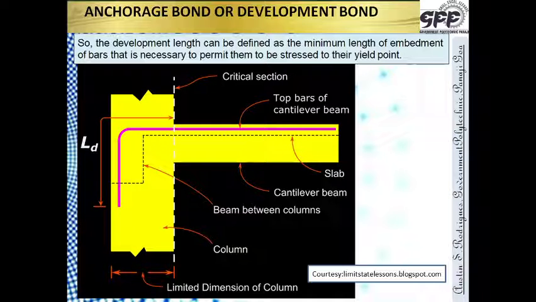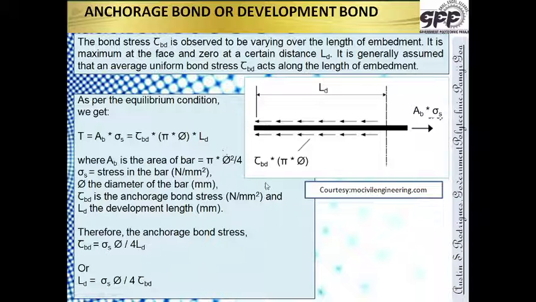So this length over here, this length LD, which has been defined in the picture, is the development length or the anchorage length. Now how do we find out how much this LD is? By this much length we should take it inside, but how much is it? How do I quantify it?